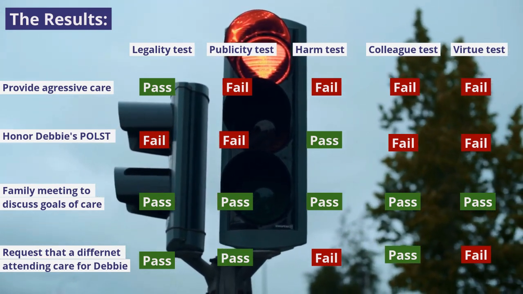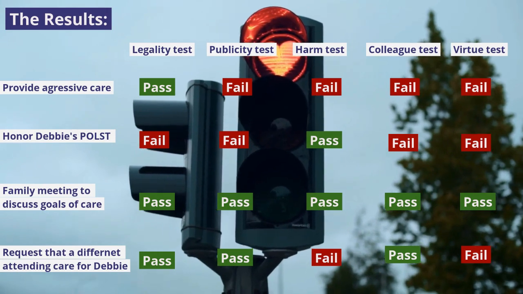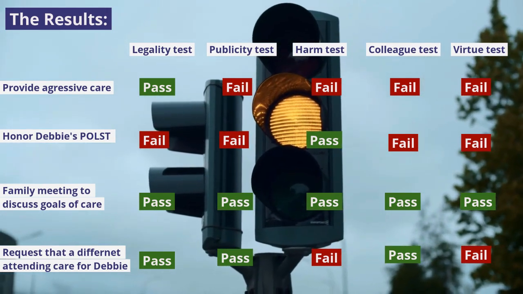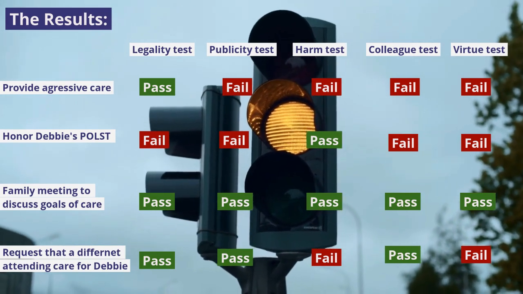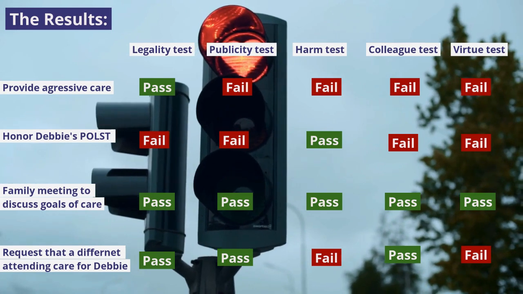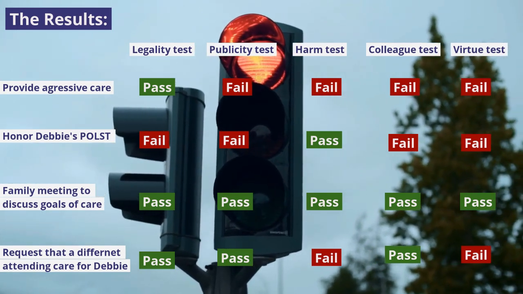Now, honoring Debbie's POST against the wishes of her surrogate decision-maker is illegal, and therefore he would not want the public or his colleagues to know about this choice. He values compassion and doesn't want to ignore Becky's feelings or disrespect her values. The benefit of this option is that he believes it will best respect Debbie's wishes and will result in the least amount of harm to her.